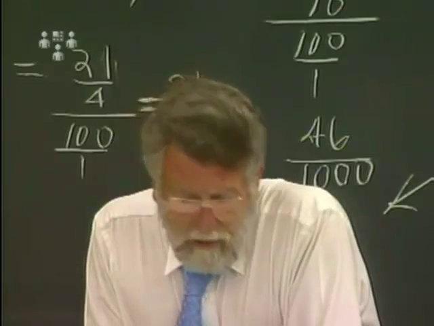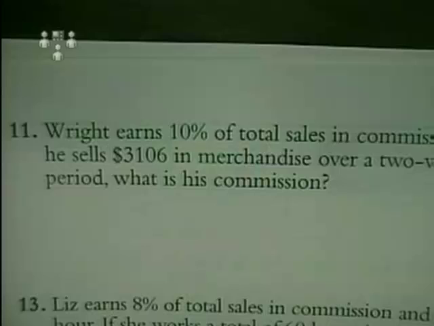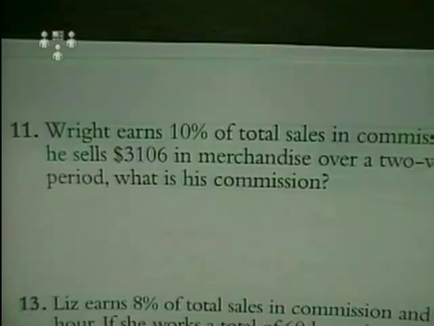That comes from commissions. So it's base salary plus commission. So this is a case where now you're looking at the commissions. So you have 10% of total sales. And it tells you that he sells $31,106. I would have appreciated a comma in that. In merchandise over a 2-week period. What is his commission? Now, shortcut, by the way, if you're just doing this in your head, what's your answer?